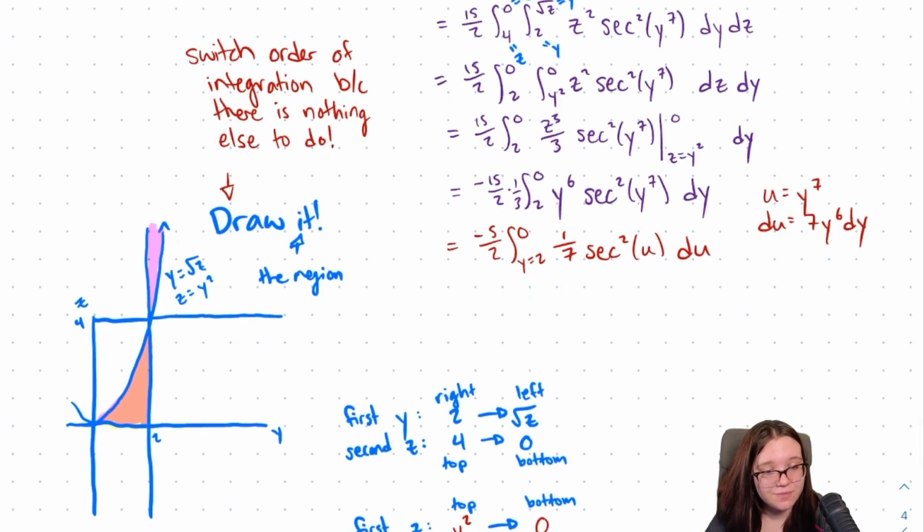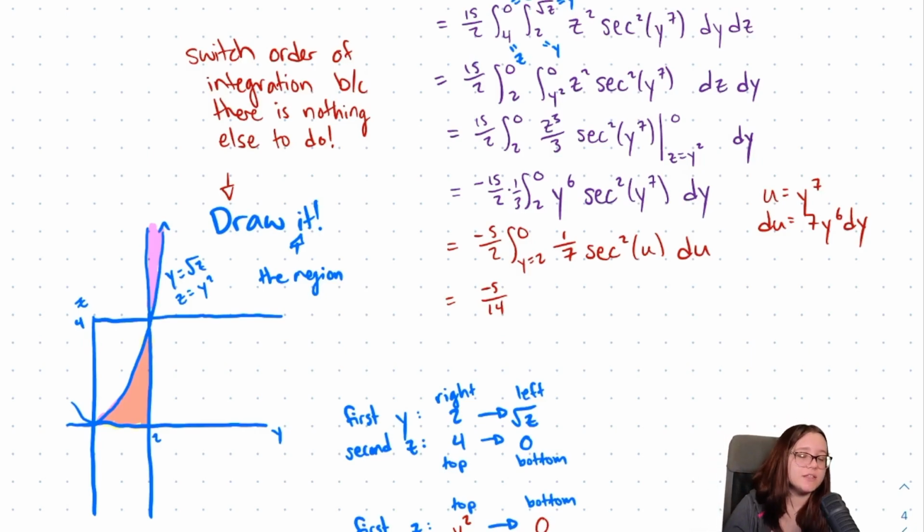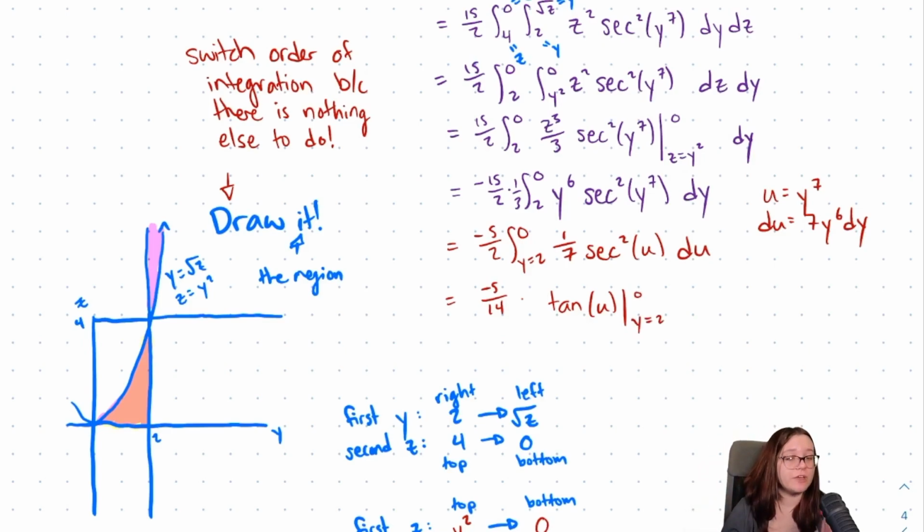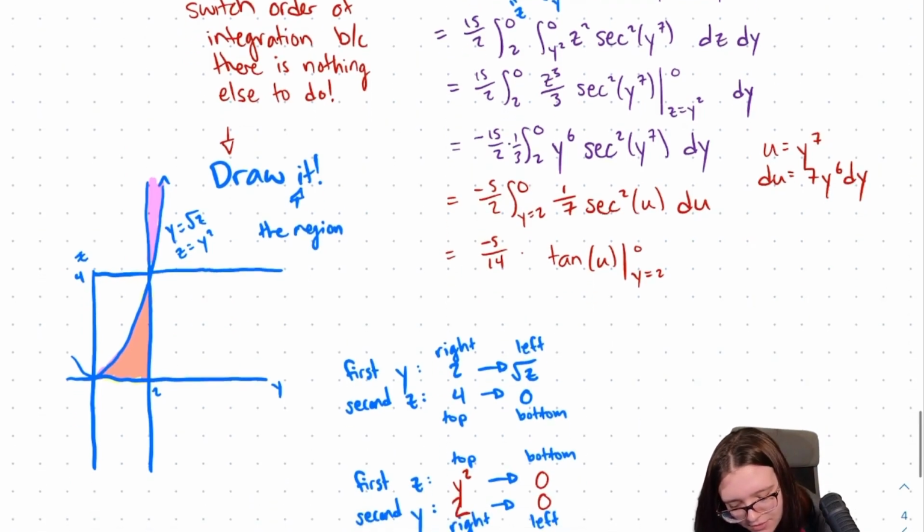Now let's try to do the integral. 1 over 7 just comes out. So we get minus 5 over 14. And the integral of secant squared is one that we should know from Calc 1, maybe Calc 2, if we took that more recently, is just tangent. So we're just left with the tangent of u from y equals 2 to 0. We want to keep track of which variable we're talking about, because right now we've got u's and y's floating around. So if I want to plug in y, I need to substitute that back in.